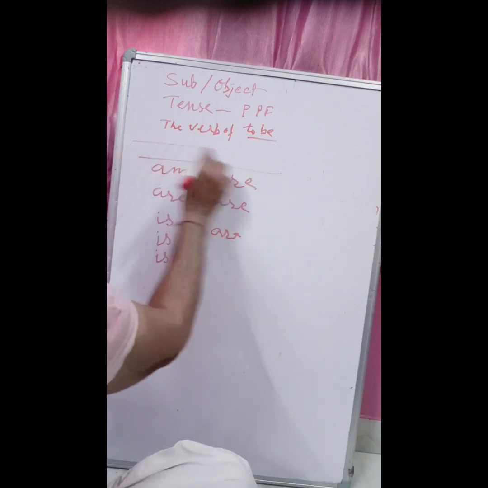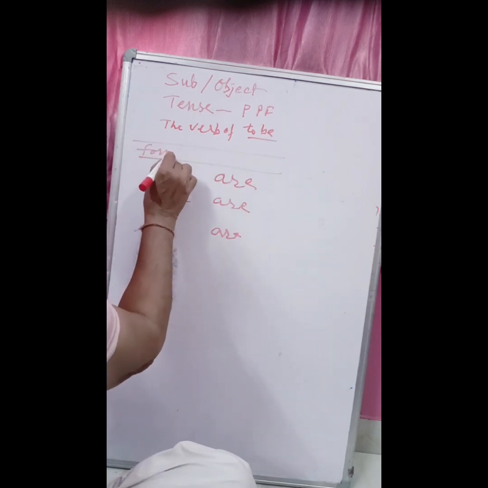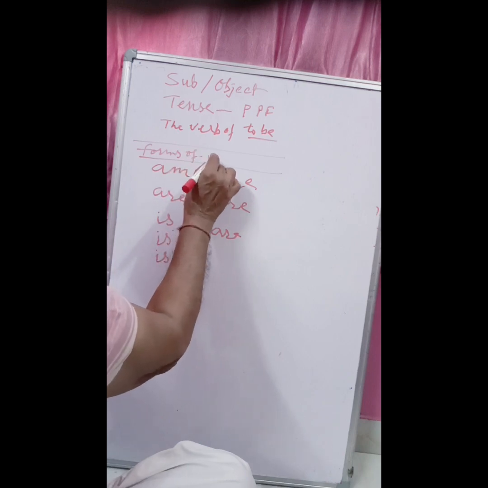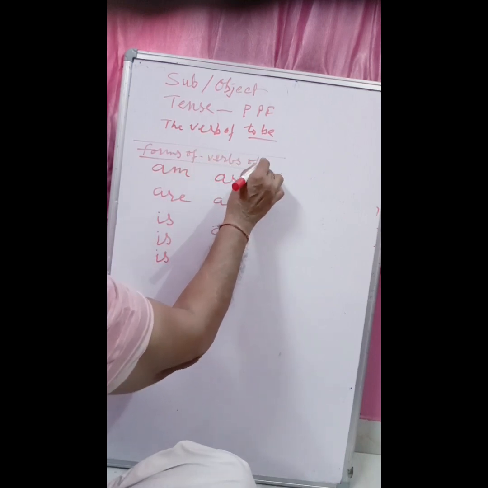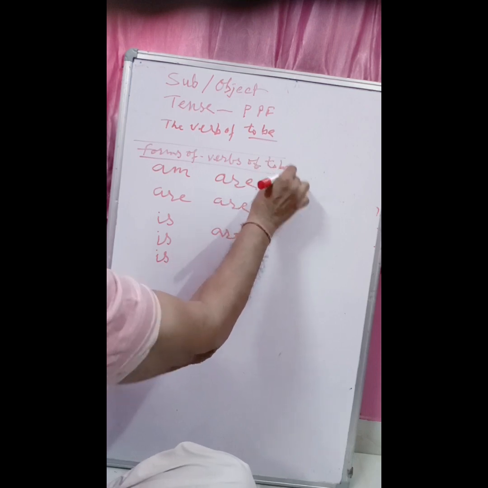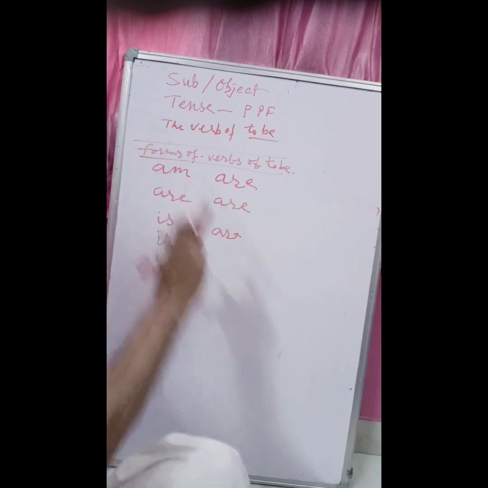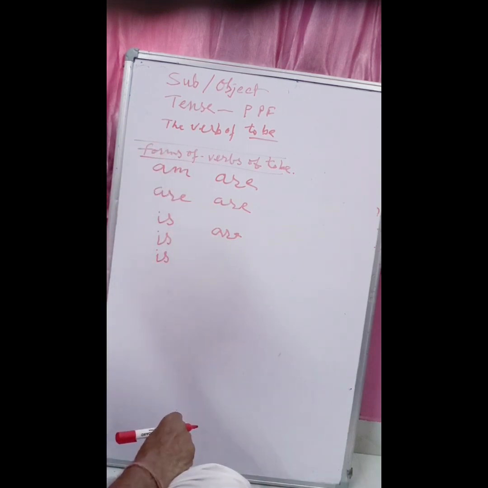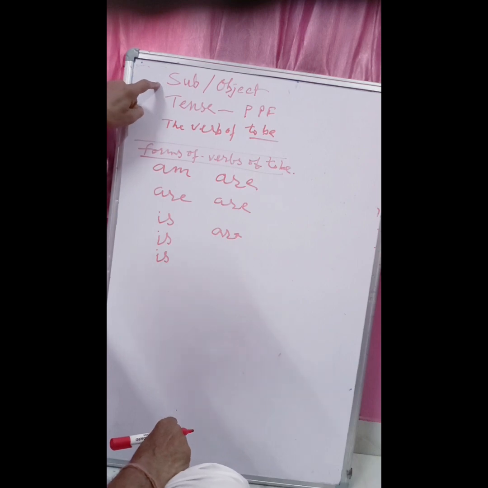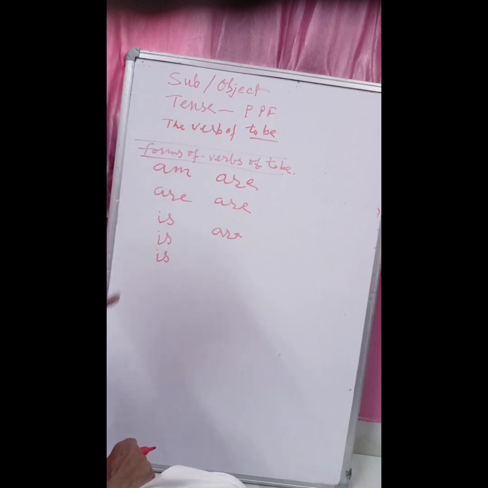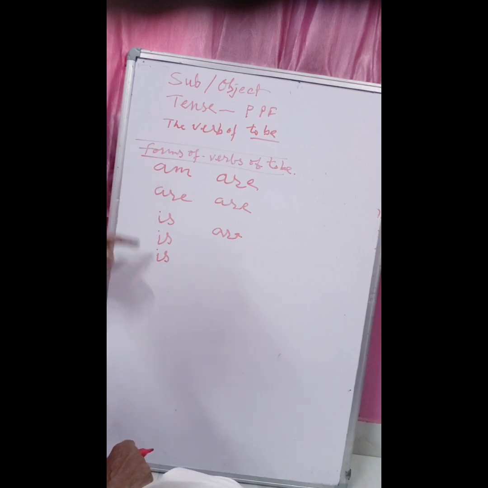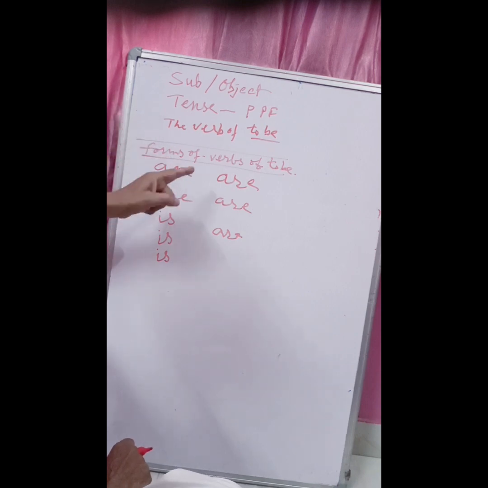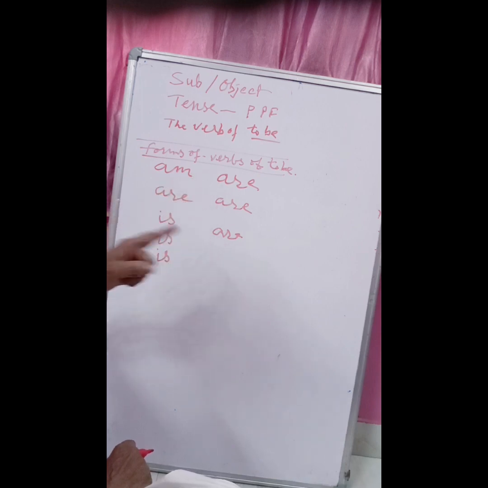These are the forms of verbs of to be, and the proper form has to be chosen depending on the singular or plural nature of the subject. If the subject is singular, then you will have to use am, is. And if the subject becomes plural in the passive voice, then are.